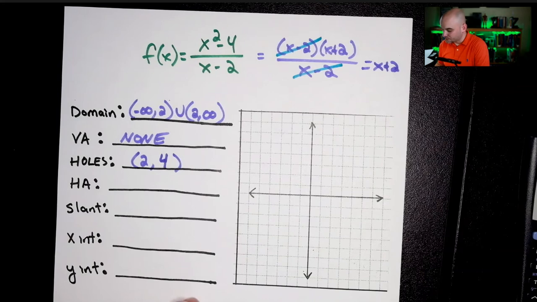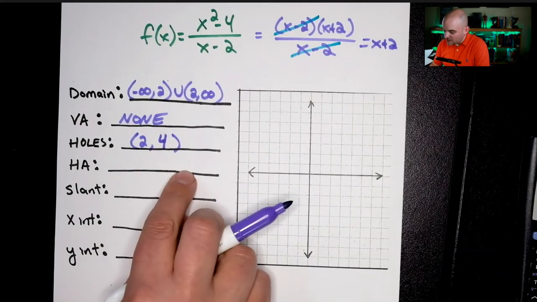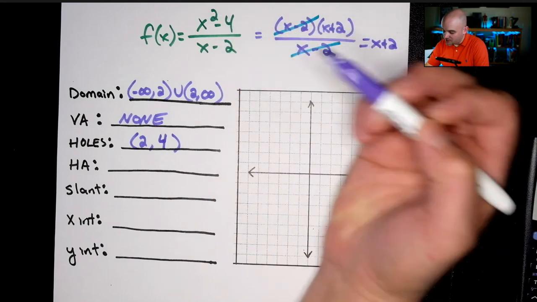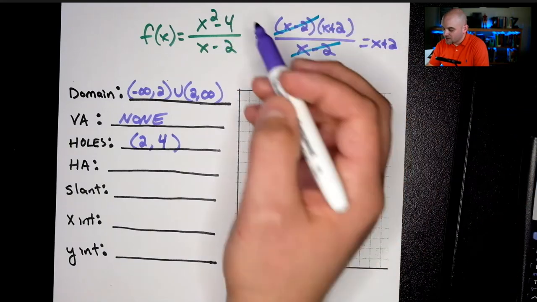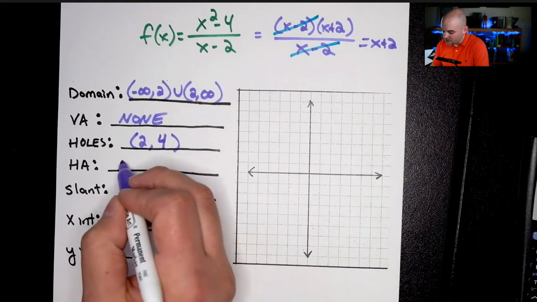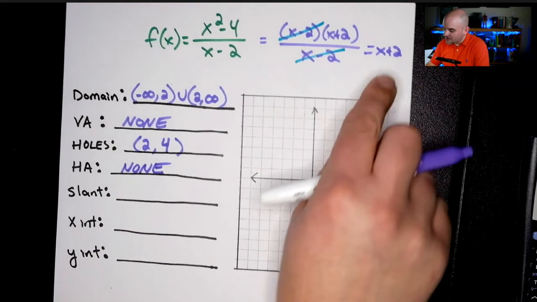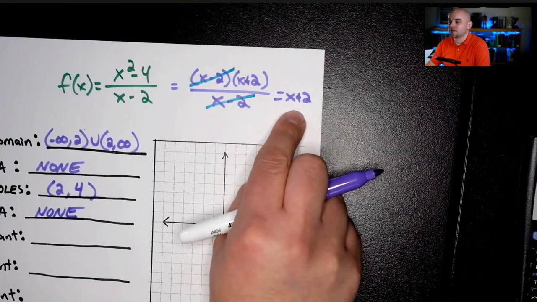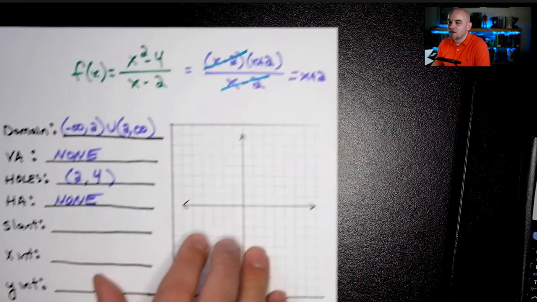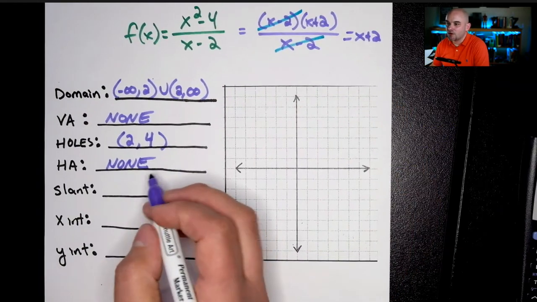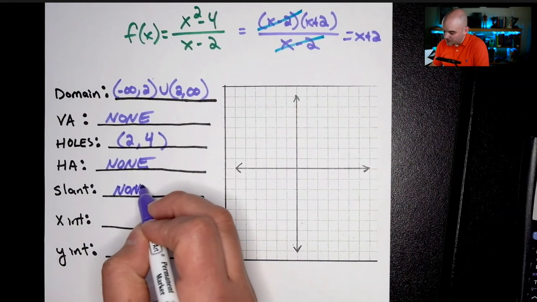So whatever you find for the x value that the hole is at, put it into the canceled out version here. Now, the horizontal asymptote, let's see, the degree up top is larger than the degree in the bottom. So there's not going to be a horizontal asymptote. This thing simplified to x plus 2, all right? Which means since it canceled out and simplified to this right here, we're not going to have a slant asymptote.